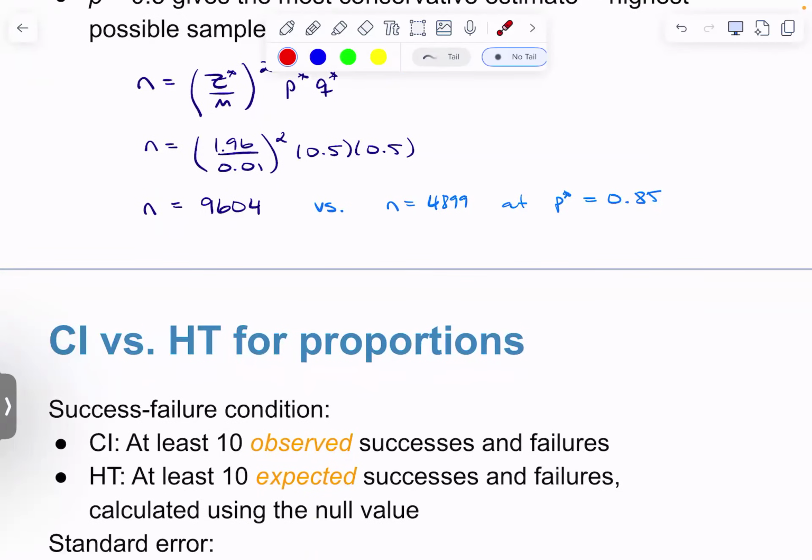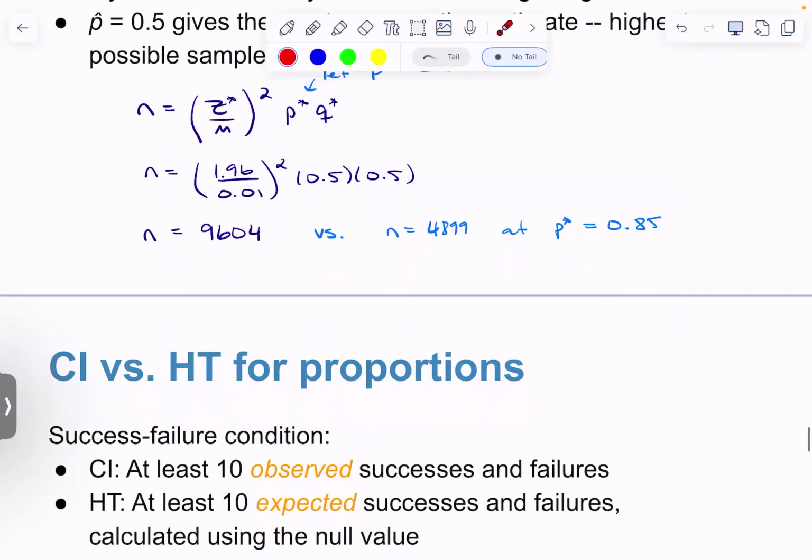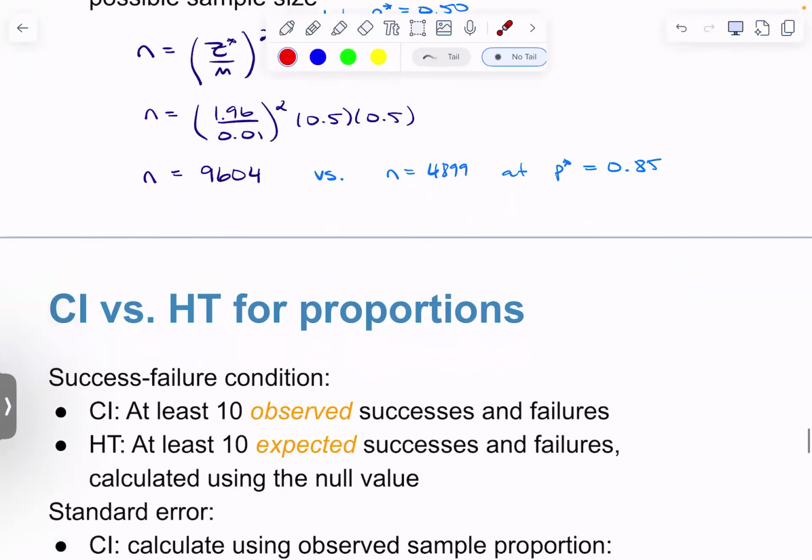Okay. Nice. Sample size. Hey, look at us go. Wow.